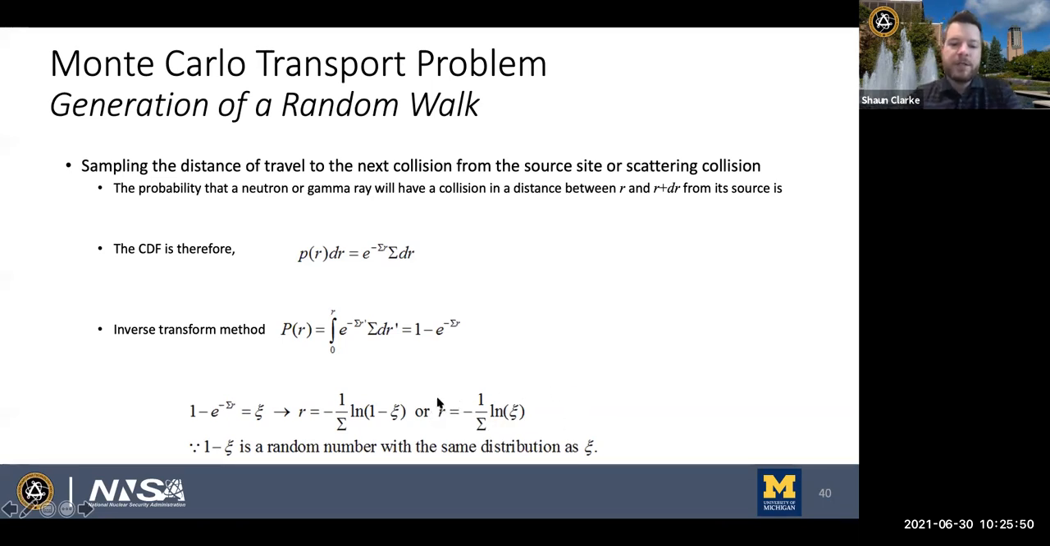So the distance the particle will travel between collisions is equal to minus 1 over sigma times the log of a random number. This random number, again, is a number less than 1. That's why this negative sign is here. So the distance will come out positive after we do this random sampling.